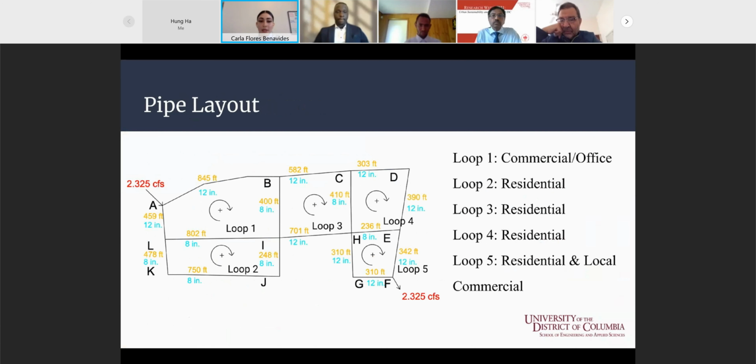Here I have the pipe layout. So I have my five loops. The first one is a commercial and office area. Loops 2, 3, and 4 were residential areas. And loop 5 was a mixture of residential and local commercial. I also have my inflow at node A and my outflow at node F. My pipe lengths and diameters are also displayed in the figure below. Next slide.